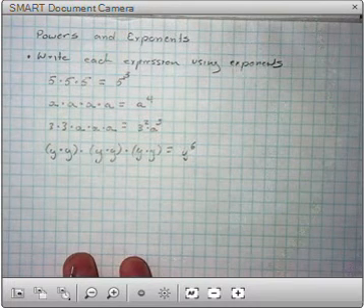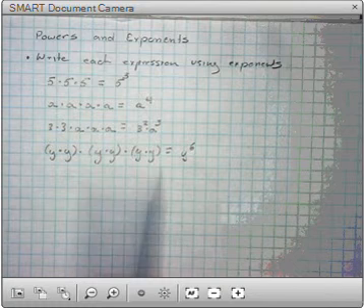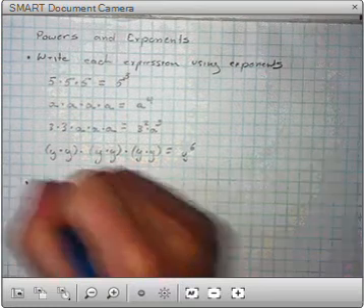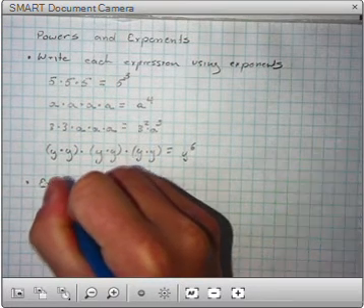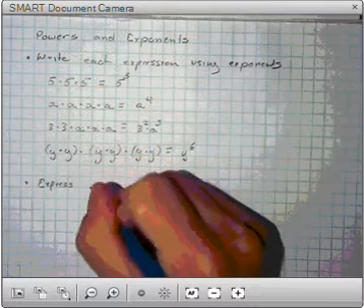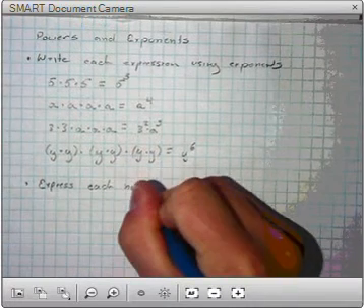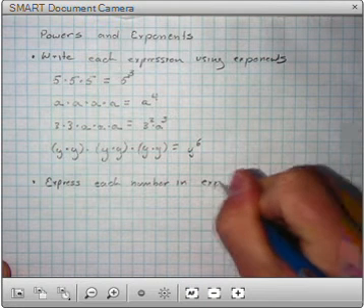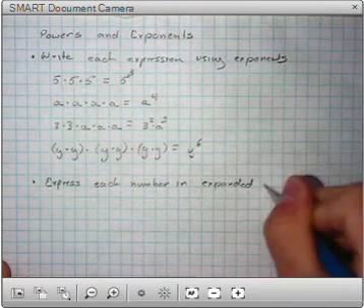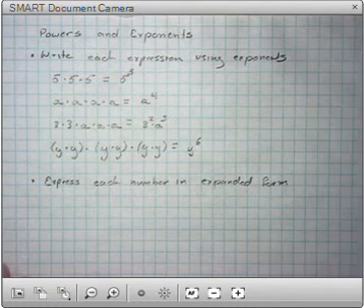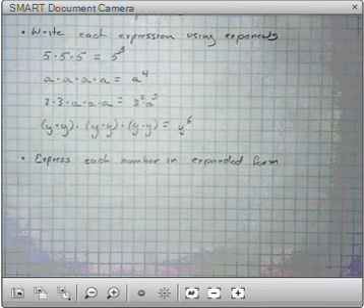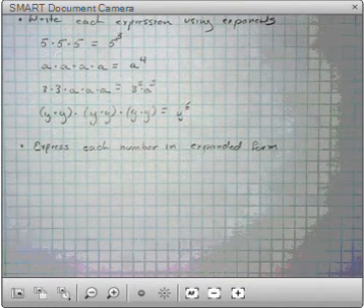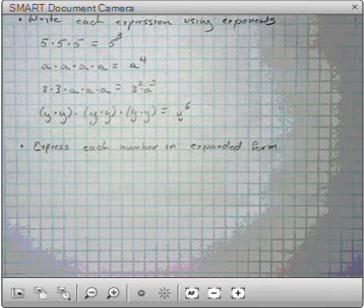So that is the first kind of being able to write numbers that have been expanded like that, writing them using exponents. The second thing is expressing a number in expanded form. Now this is an area that tends to be a problem area, but it's really just place value.